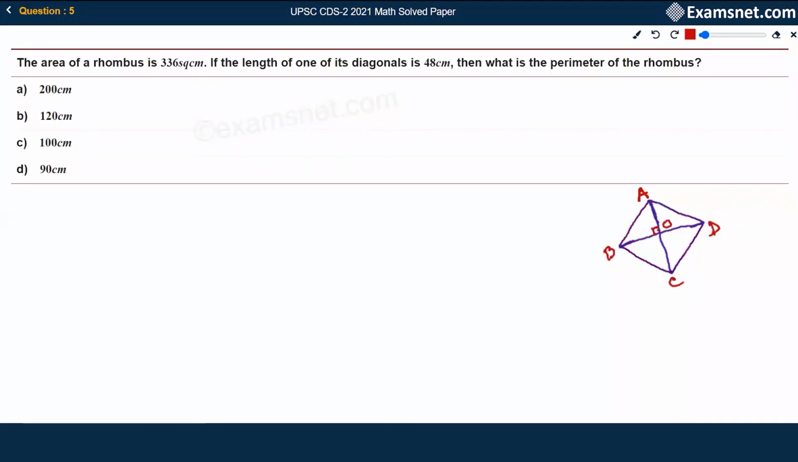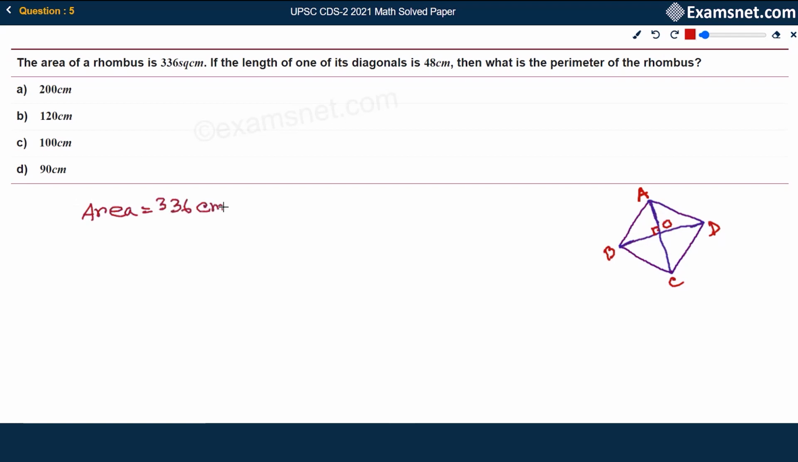In question number 5, it is given that the area of a rhombus is 336 square centimeter. If the length of one of its diagonals is 48 centimeter, then what is the perimeter of the rhombus? I have already drawn a figure of a rhombus. Here ABCD is the rhombus where AC and BD, these two diagonals, meet at the point O. We know that the diagonals of the rhombus perpendicularly bisect each other.